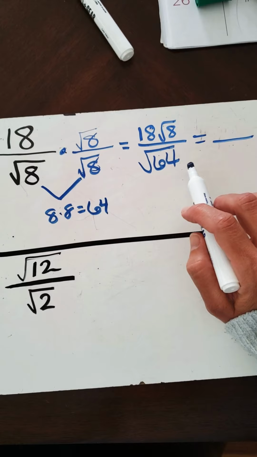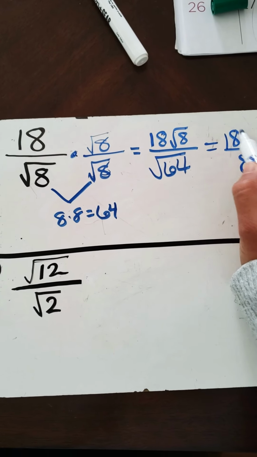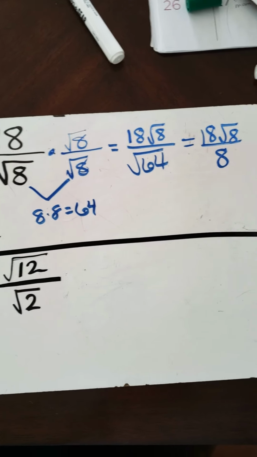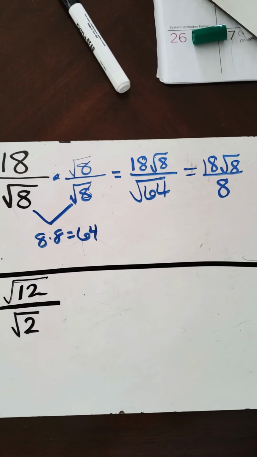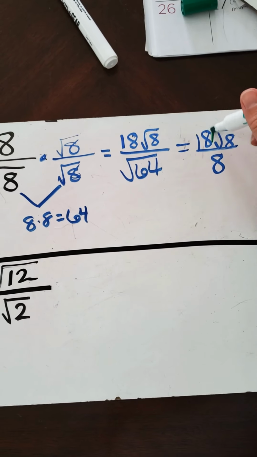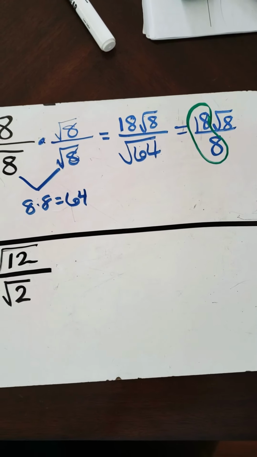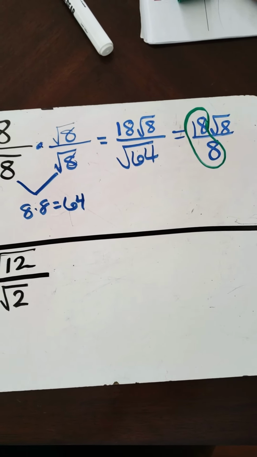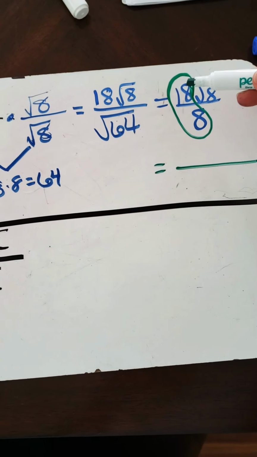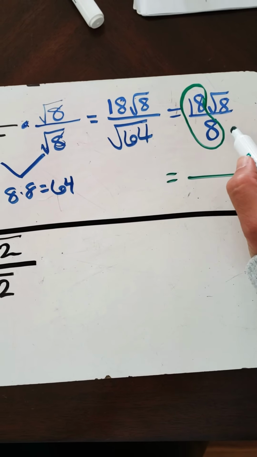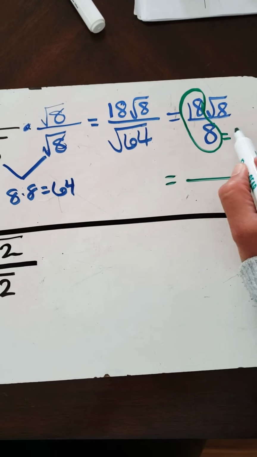The square root of 64 is just 8. And we have 18 times the square root of 8. Now we are not officially done. Why are we not officially done? Oh, because I see something here that I can simplify. 18 and 8 is kind of the same thing if you think of it like a fraction, where we want to simplify what number goes into both 18 and 8. 2 does. 4 goes into 8, but not 18. So I think 2 is about the last one.